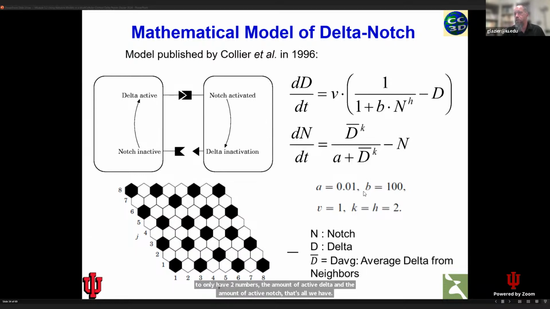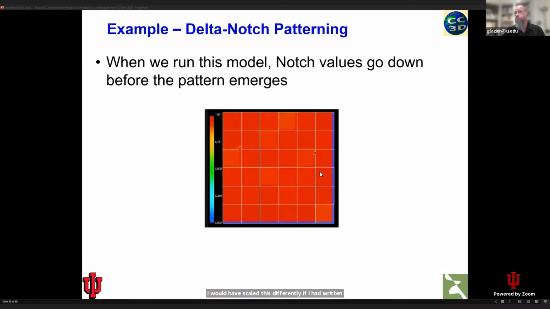And the parameter values are going to be a little bit strange. I would have scaled this differently if I had written the model, but I didn't do it. Okay, when we run this model, we start out here. This is not visualizing the notch concentration. We start out with all the cells having almost the same notch concentration. There's a little bit of random noise here.